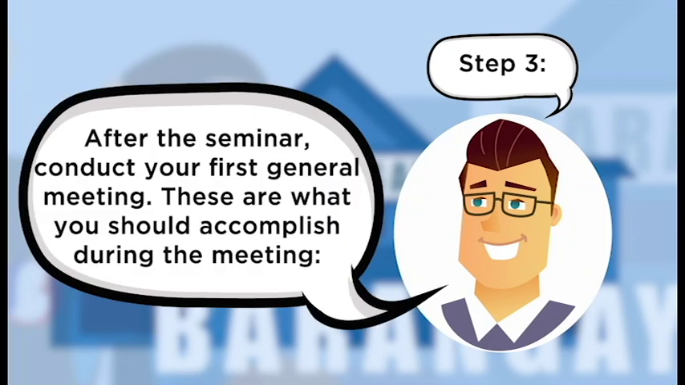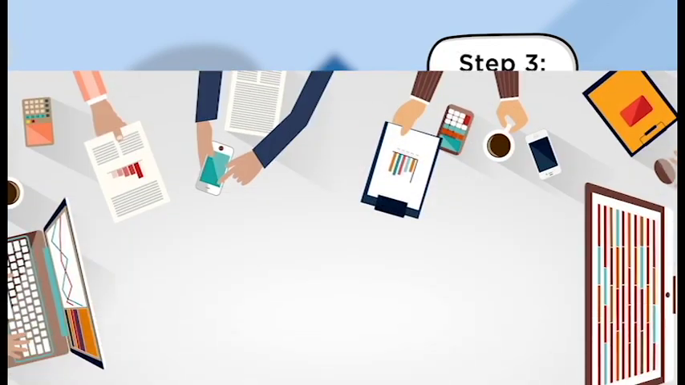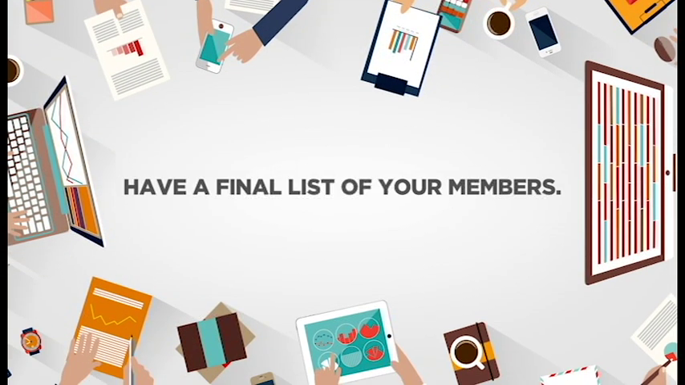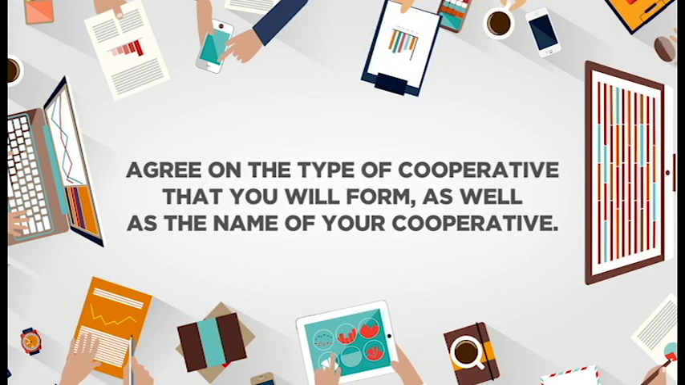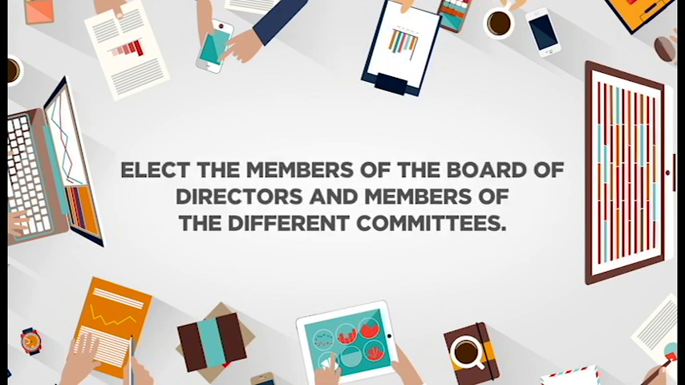Step 3. After the seminar, conduct your first general meeting. These are what you should accomplish during the meeting. Have a final list of your members. Agree on the type of cooperative that you will form, as well as the name of your cooperative. Elect the members of the board of directors and members of the different committees.